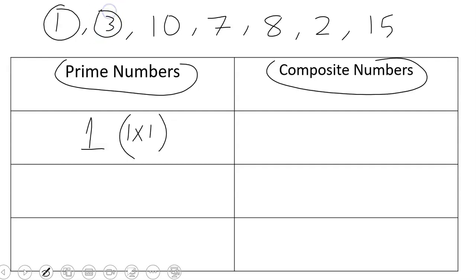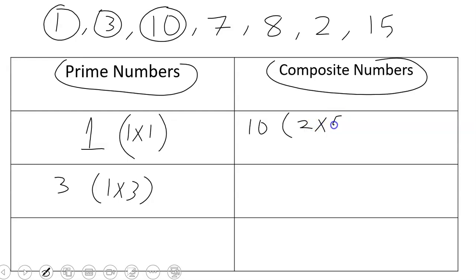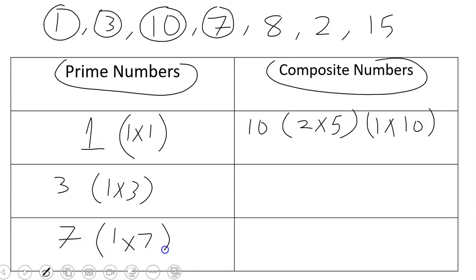How about 3? 3 is a prime number as well. You know why? Because you have only 1 times 3. Can you find other factors to multiply and get number 3? No, only 1 and itself. How about number 10? Number 10 is a composite number. Why? Because we have 2 times 5. We have 1 times 10. See, we can make more than one sentence of factors to make 10. So it is a composite number. How about 7? 7 is a prime number because it has only 1 times 7.